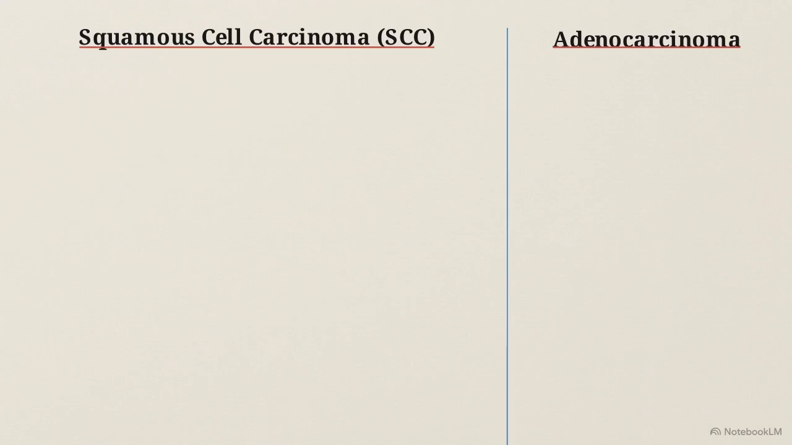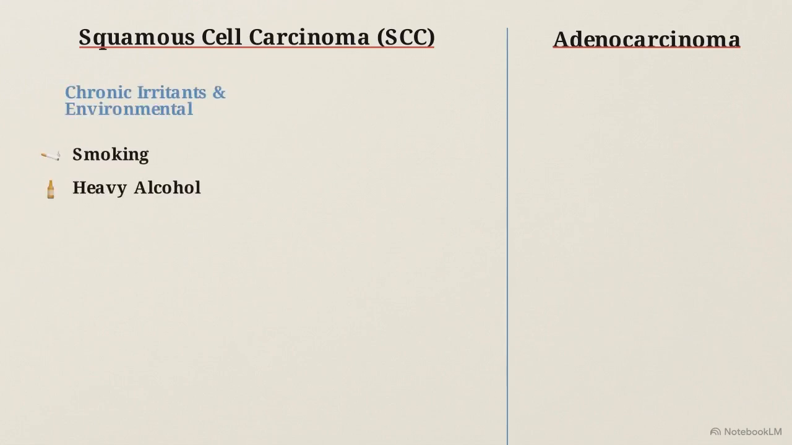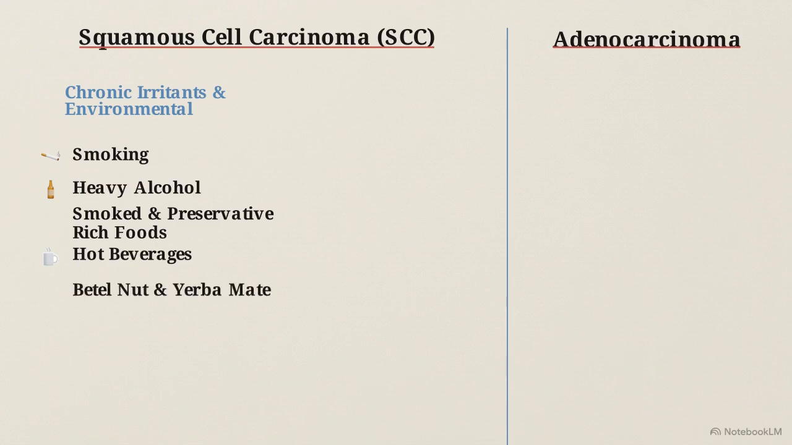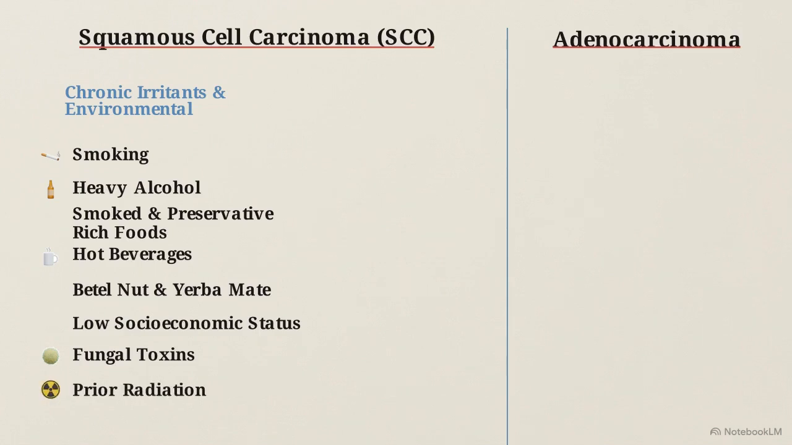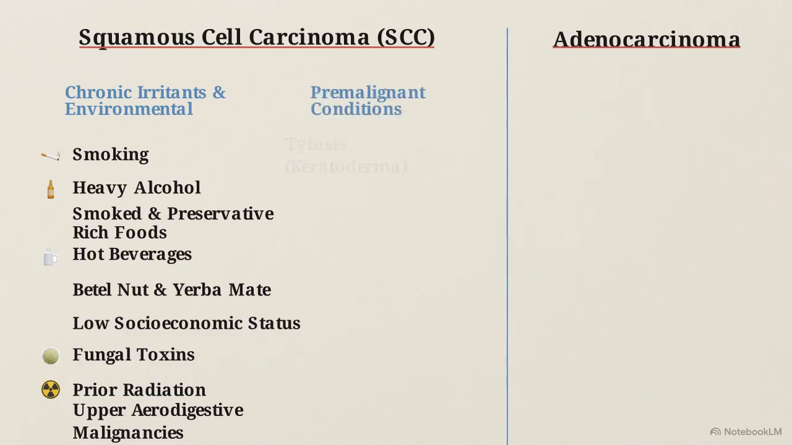Looking at the left column, the risk profile for SCC is extensive. It is heavily driven by chronic irritants: smoking, heavy alcohol consumption, heavily smoked or preservative-rich foods, and the chronic consumption of scalding hot beverages. Regional habits like chewing betel nut or drinking yerba mate also populate this list. Beyond direct ingestion, SCC is tightly linked to low socioeconomic status, exposure to fungal toxins, prior radiation exposure, and a history of other upper aerodigestive tract malignancies.